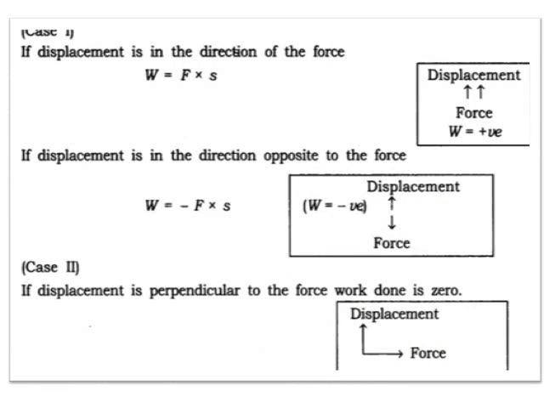Now, let us summarize it more clearly for positive, negative, and zero work done. If the displacement is in the direction of the force, then W is equal to F into S, which is positive work done. If the displacement is in the direction opposite to the force, both the directions are opposite, then the work done here is negative. If the displacement is perpendicular to the force, work done here is zero.